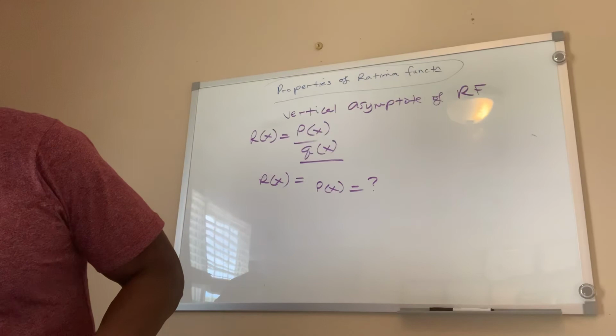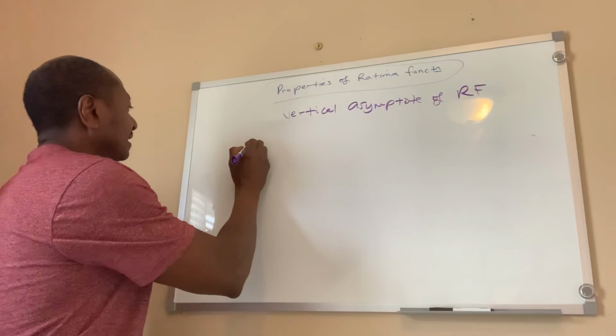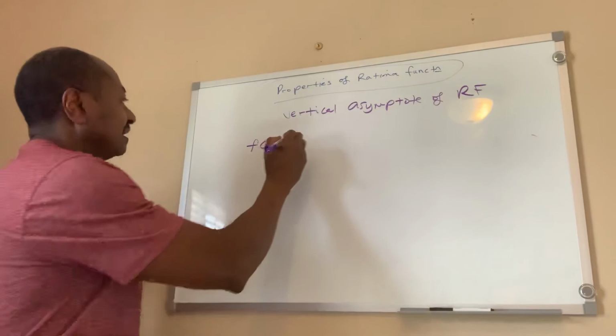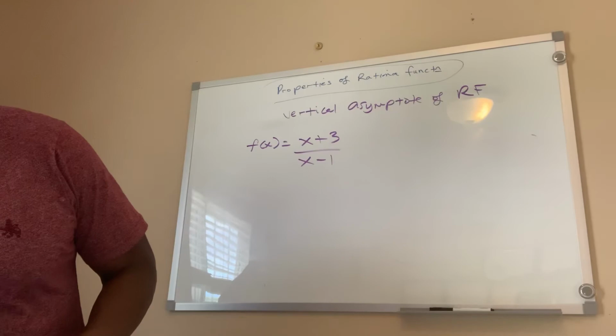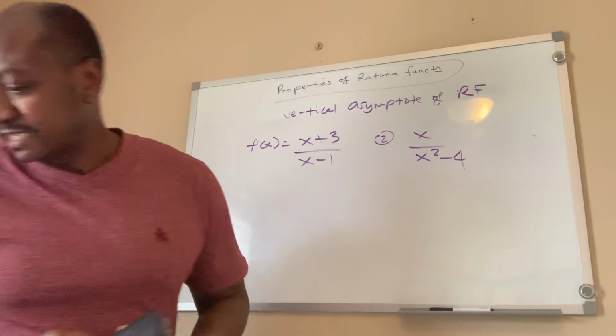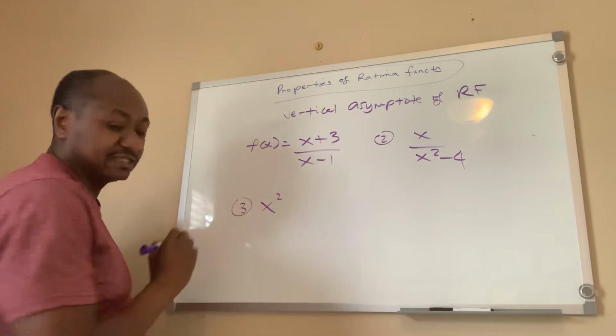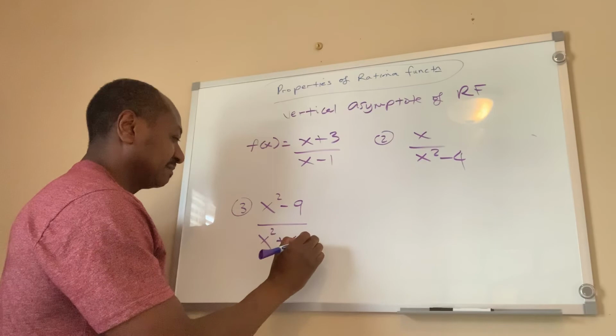Let me see if I have a quick example here. Let's find the vertical asymptote of f of x equals x plus 3 over x minus 1. Let's find another one: x squared minus 9 divided by x squared plus 4x minus 21.